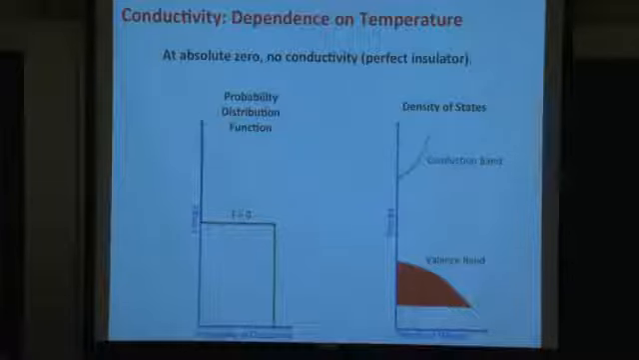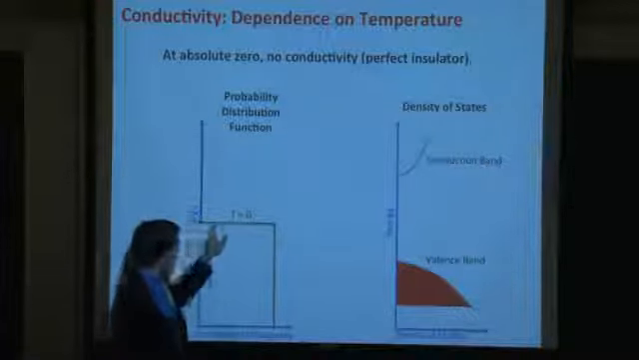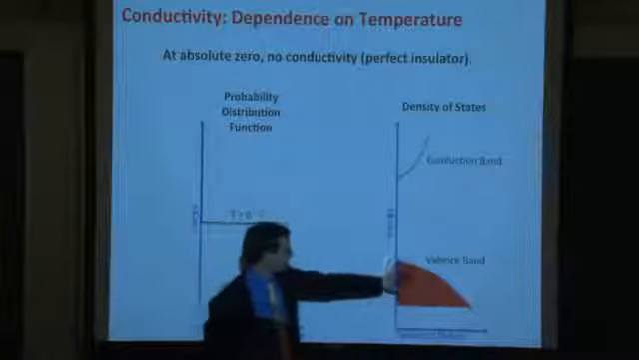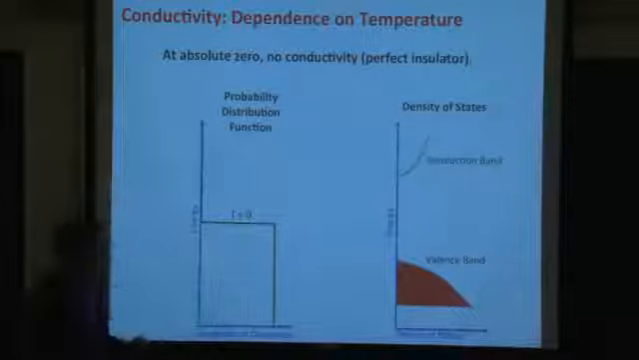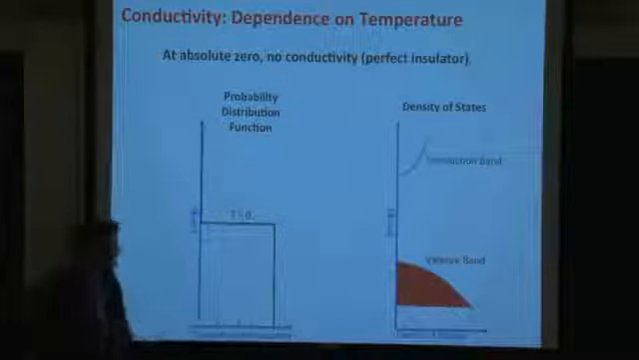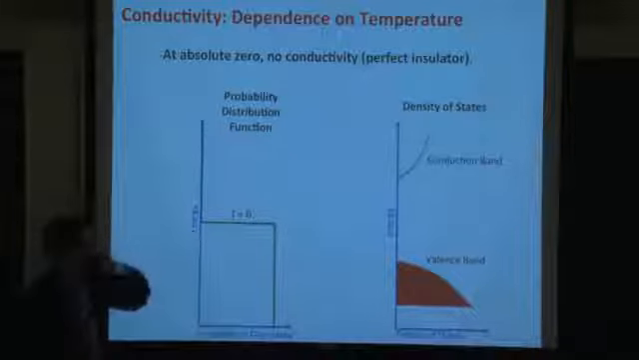So again, at absolute zero, we have here the valence band completely filled, the conduction band completely empty in our semiconductor, and the probability of occupancy of a state inside of our semiconductor is given by this box function right here.